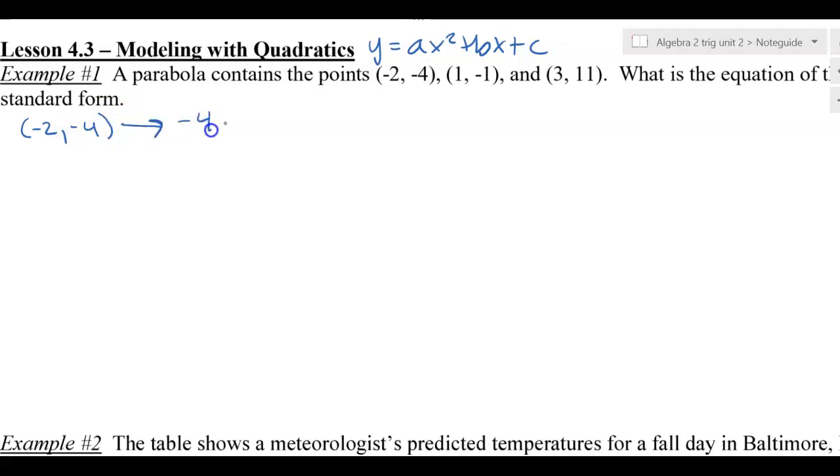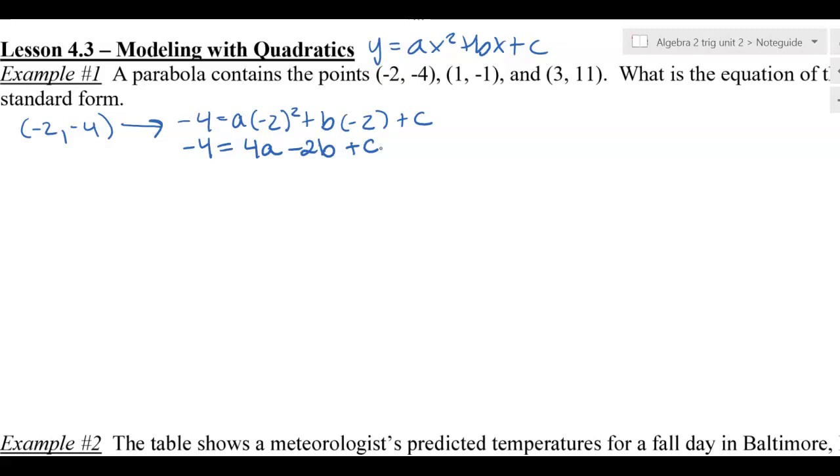When I plug -2 in for x, I am supposed to get -4 for y. Is that okay with everybody? If -2 goes in for x, y is equal to -4. And so what this does is this creates an equation for me that says -4 is actually equal to 4a minus 2b plus c.